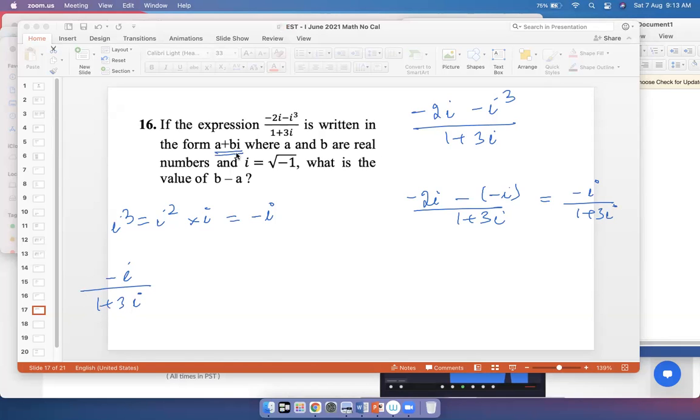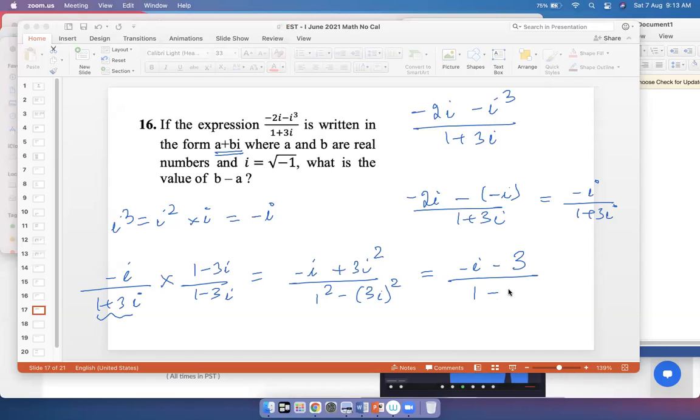If I have to write it as a plus bi, I will have to multiply the numerator and denominator with the complement of this, which is 1 minus 3i and 1 minus 3i. So minus i plus 3i squared divided by 1 squared minus 3i squared. So minus i minus 3 divided by 1 minus 9i squared. So 1 plus 9. So that becomes minus i minus 3 divided by 10, right?